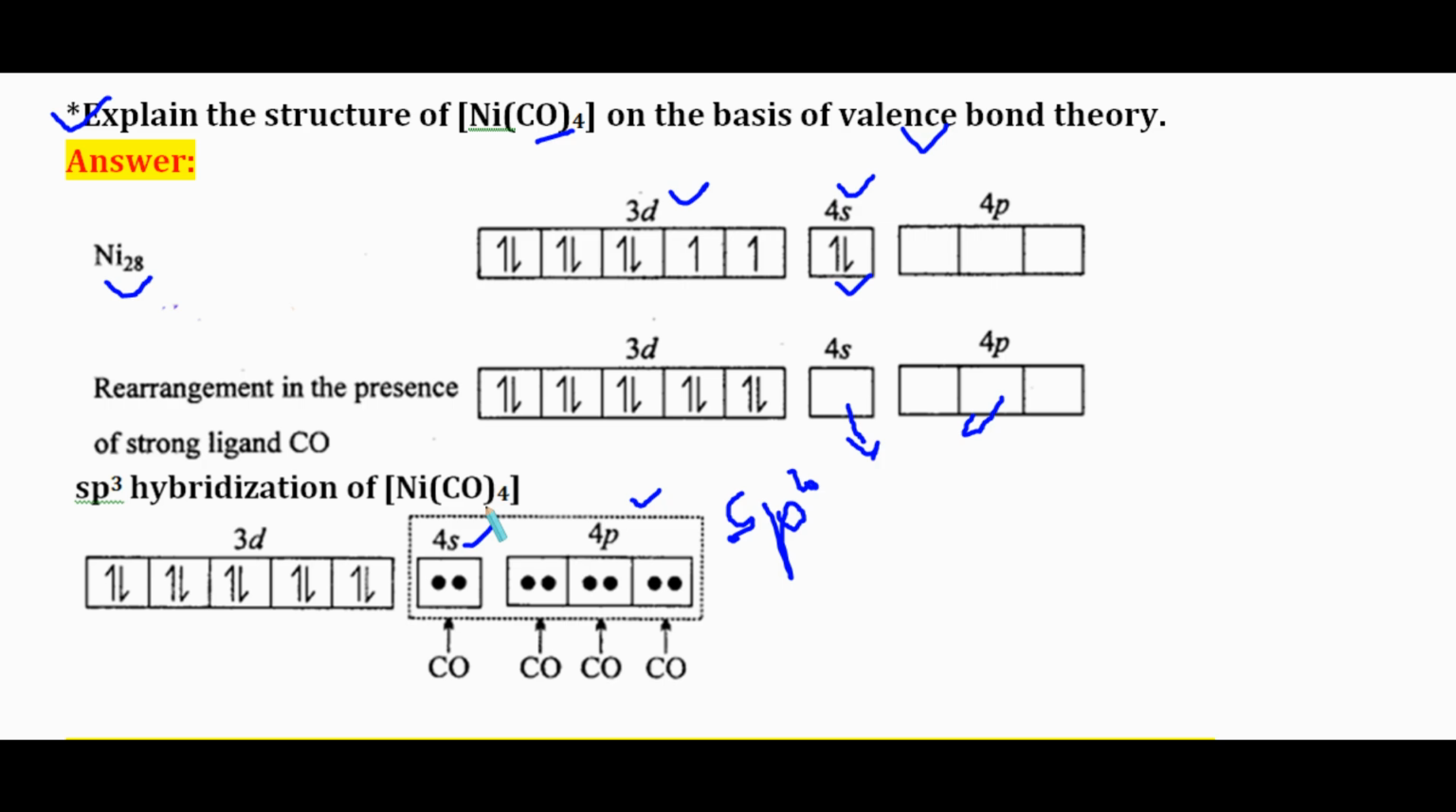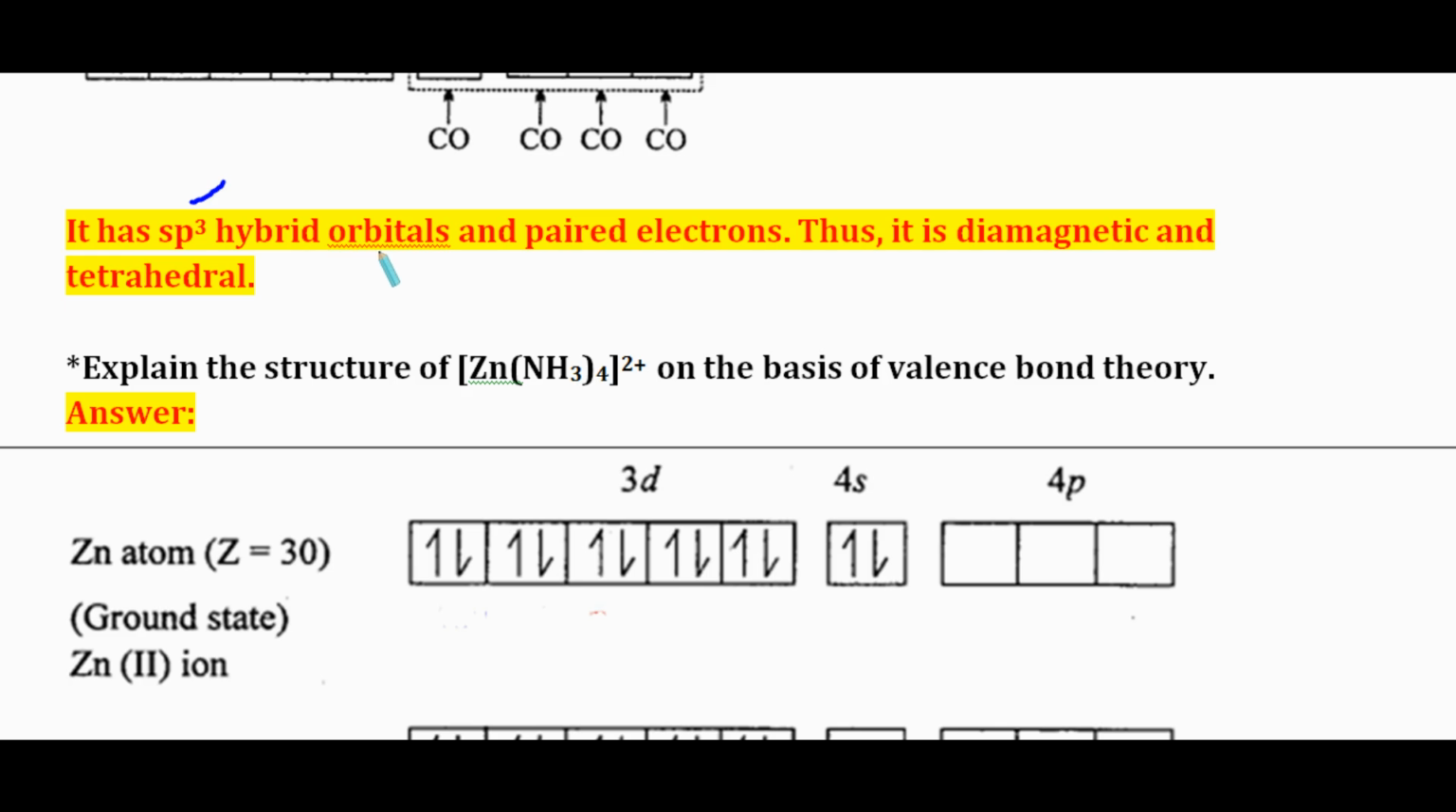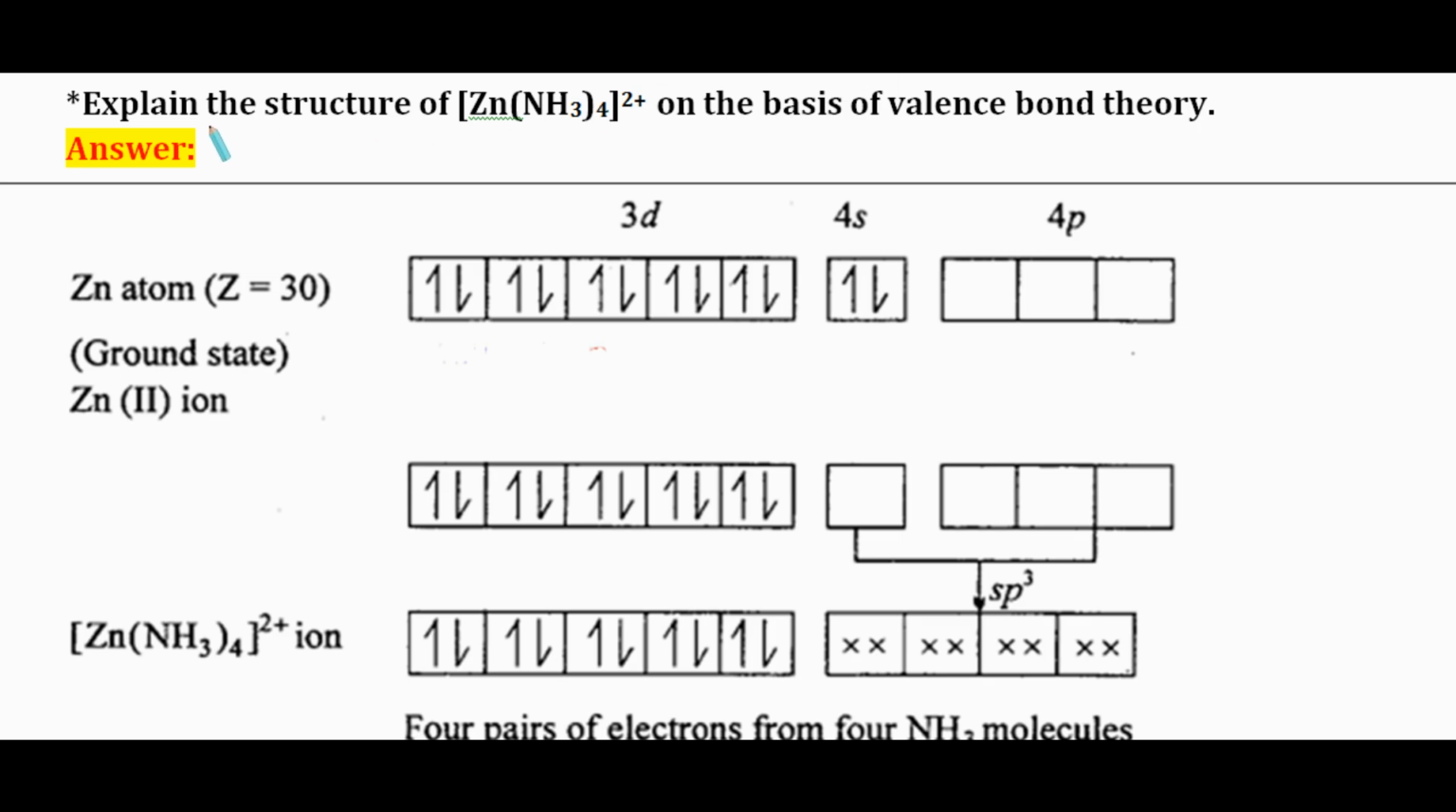Now 4 carbonyls are attached with the metallic ion and form four covalent bonds by giving 4 pairs of electrons which are filled in these sp3 orbitals. It has sp3 hybrid orbitals and paired electrons, thus it is diamagnetic and tetrahedral. Explain the structure of [Zn(NH3)4]2+ ion on the basis of valence bond theory.